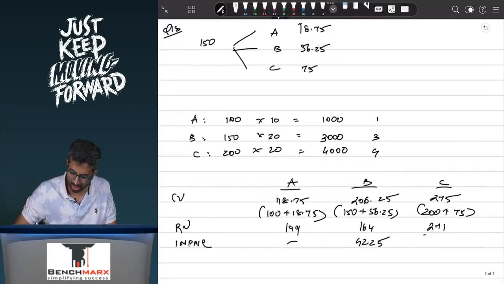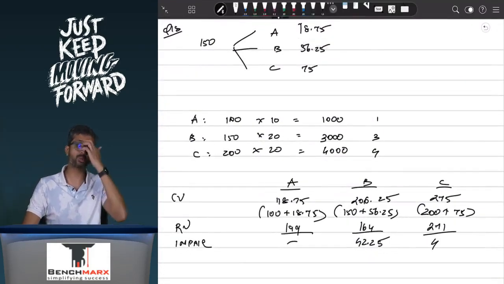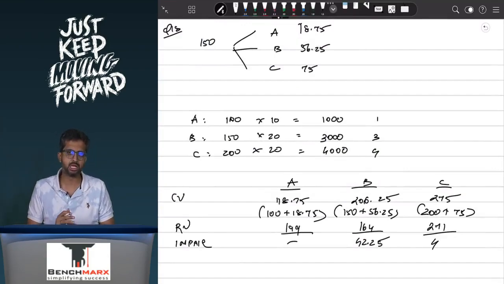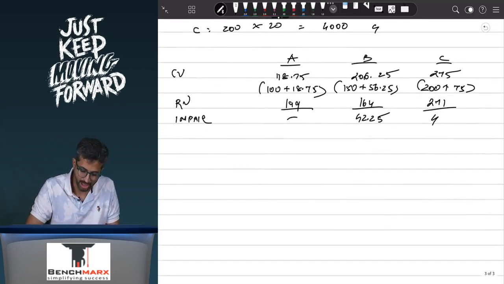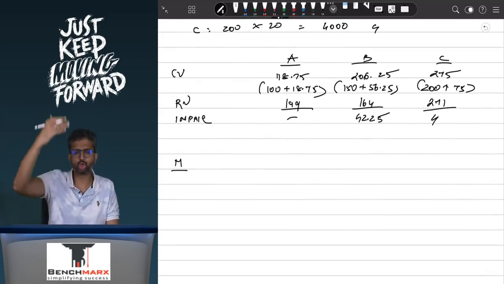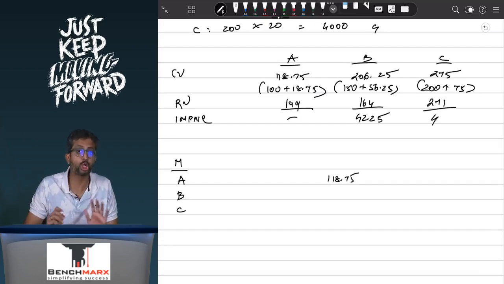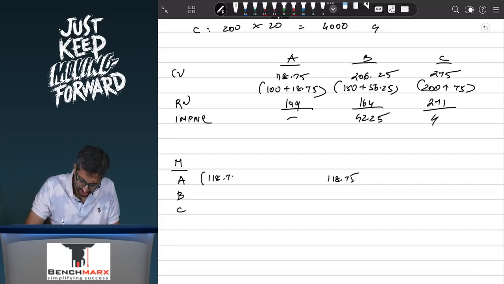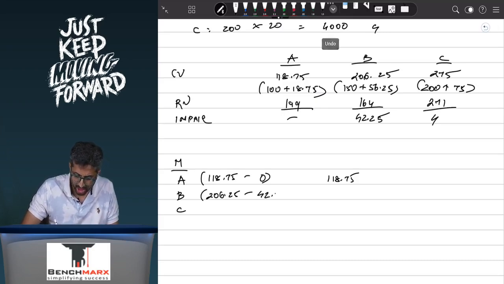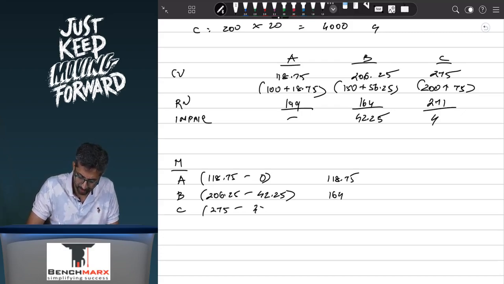Now remember, where will you allocate this impairment? You will allocate it proportionately between the individual assets and the corporate assets. If there was goodwill, you would allocate first to goodwill, but there is no goodwill. So this is your impairment loss. Now, top down, when I go to M as a whole, M has A, M has B, M has C. A is worth 118.75 including the corporate asset. There is no impairment for A. B was worth 206.25 minus 42.25. The 206 already has the headquarter building inside it. So this comes to 164. C was at 275 minus 4, this comes to 271.